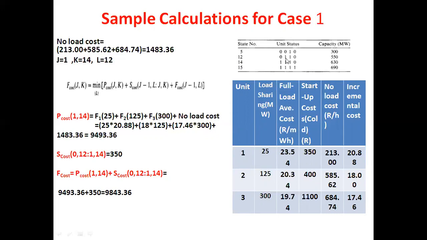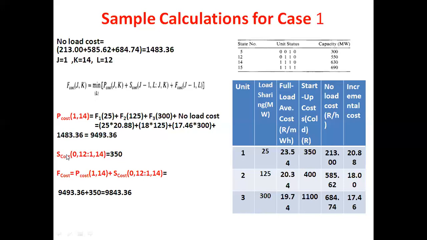We start for the initial state 12, unit 2 and 3 is on, and for the state 14, unit 1, 2, 3 is on. So we have to only start unit 1. So the startup cost for unit 1 is 350. So the total cost will be the summation of two costs, this one and this one. So the total cost will be 9843.36.